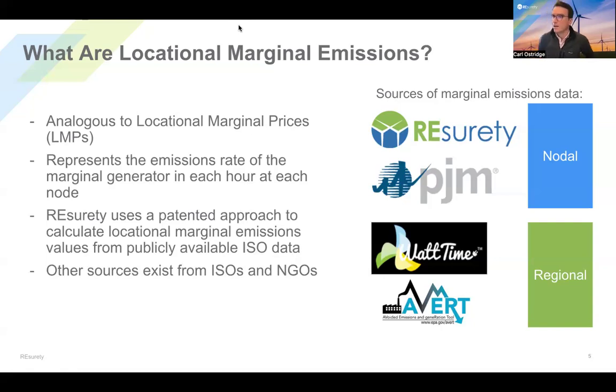The other thing to say is that it's not a Resurety specific concept. This is an idea that's supported by multiple parties. There are different marginal emissions data sources available. We highlight some of them here on this slide. PJM publish as an ISO their own marginal emissions data for their particular footprint. Our data set, as I mentioned before, now covers the entire US deregulated ISOs and is at a nodal granularity, but there are also other publishers out there as well.